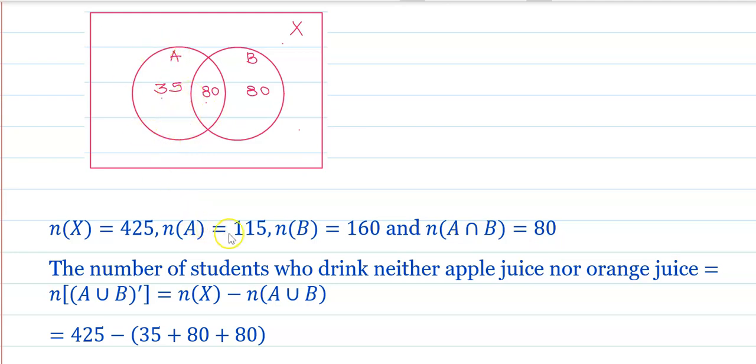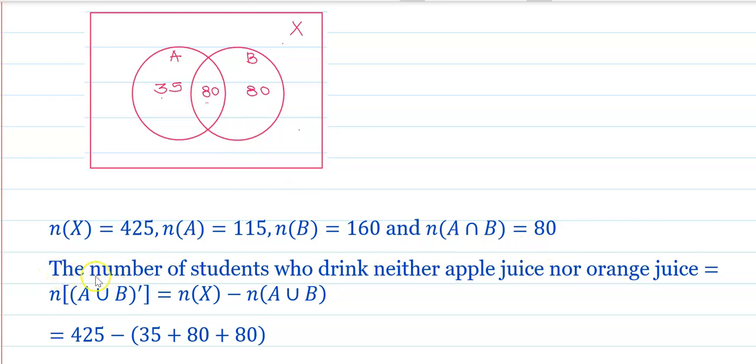ऍपल घेणारे किती येतं 115. मग 115 minus 80 म्हणजे किती येतात 35. These are the number of the students who take only the apple juice. What about here? B, the number of the students who take the orange juice ते किती येतं 160. मग इथे 80 झाली. मग इथे किती राहणार तर 80 राहतील. ओके. And therefore A intersection B is equal to 80.